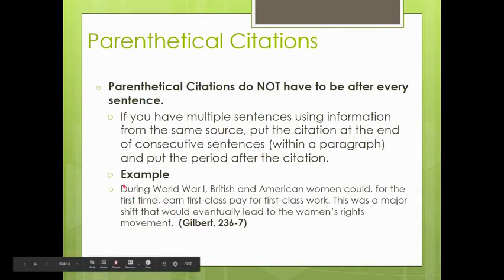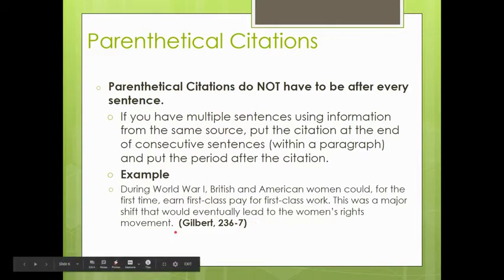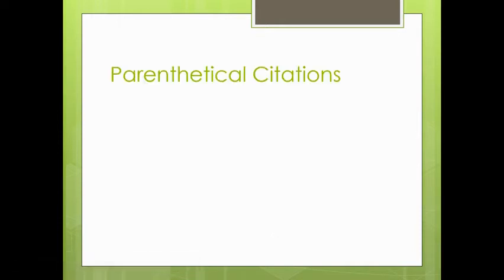So notice this example is multiple sentences. During World War I, British and American women could, for the first time, earn first-class pay for first-class work. This was a major shift that would eventually lead to the women's rights movement. Because that's multiple sentences, all from this one source, I am putting that source, those parentheses with that source information, after that period. So I would start my next sentence here, okay, and there's no period here. All right, so that's how you show that that source is for multiple sentences.